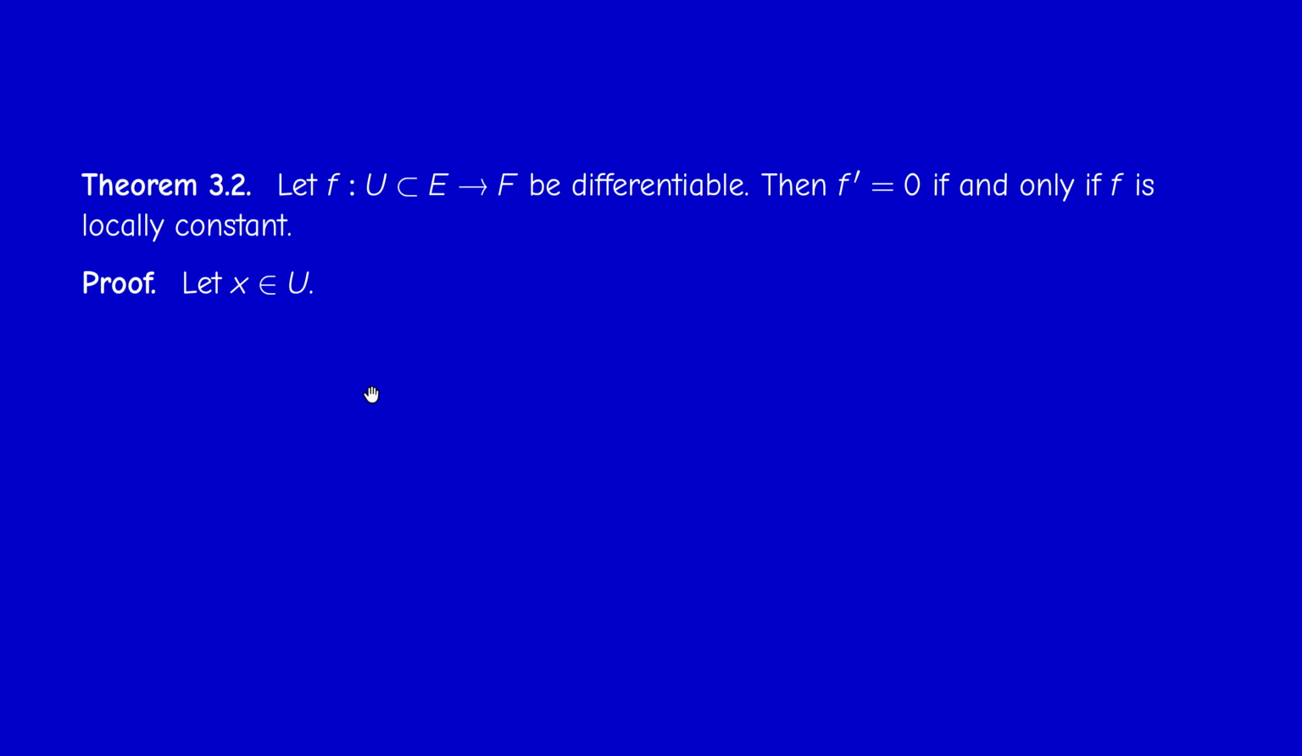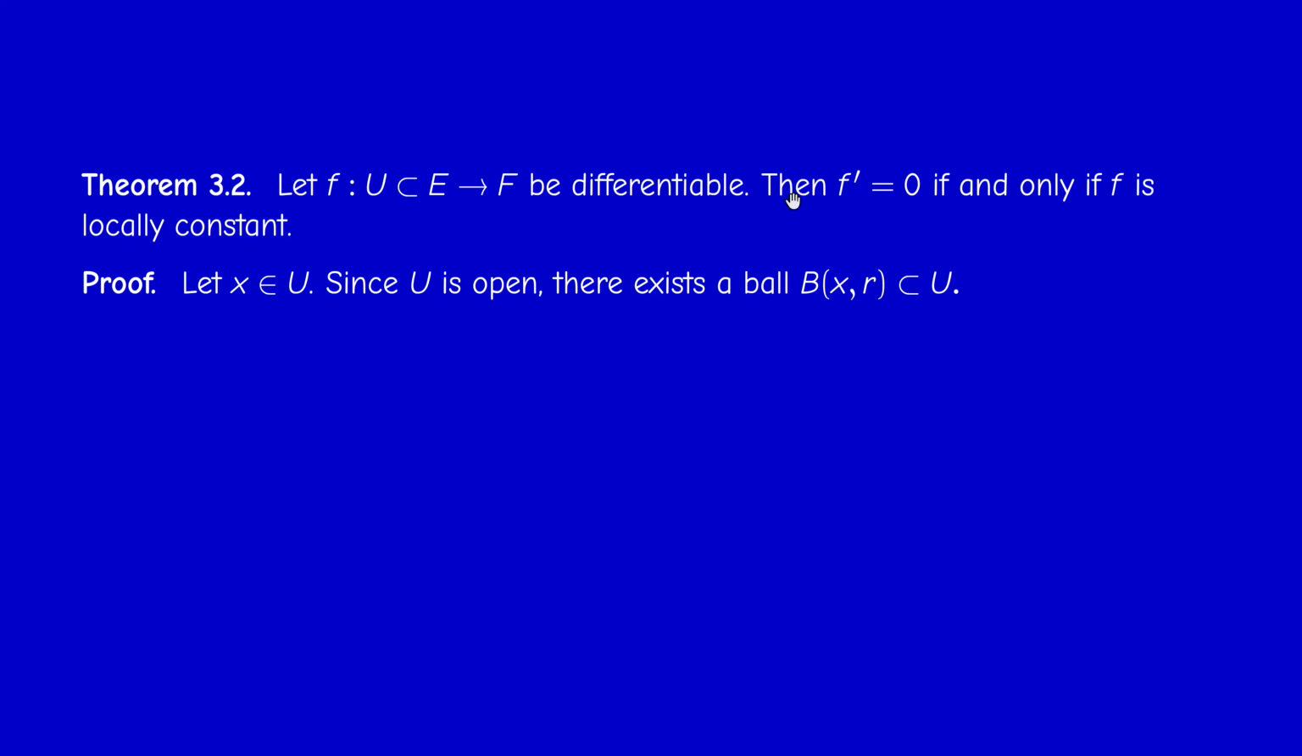So I have to prove two implications. Of course, if f is locally constant, then the derivative is 0 if you just go back to the definition, because if you just write f of x plus h minus f of x minus 0 times h, this is 0. So of course it's a small o of h. So this proves actually two things. It proves that f is differentiable and the derivative vanishes.